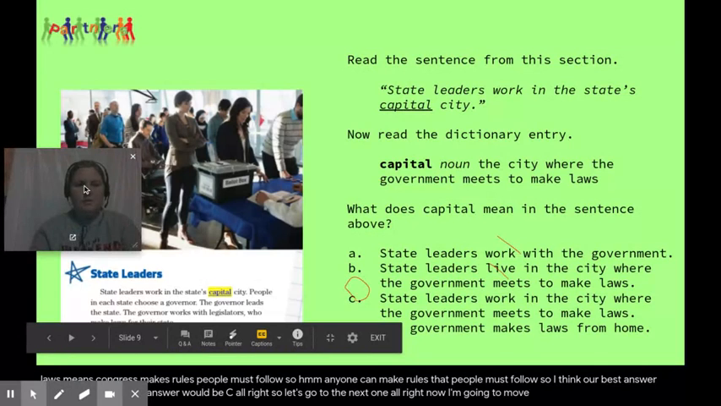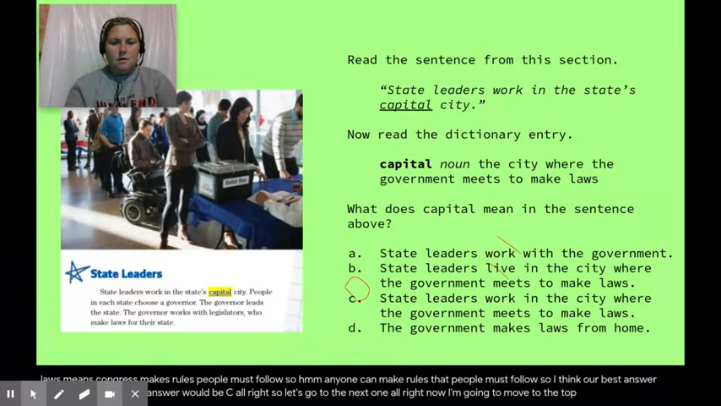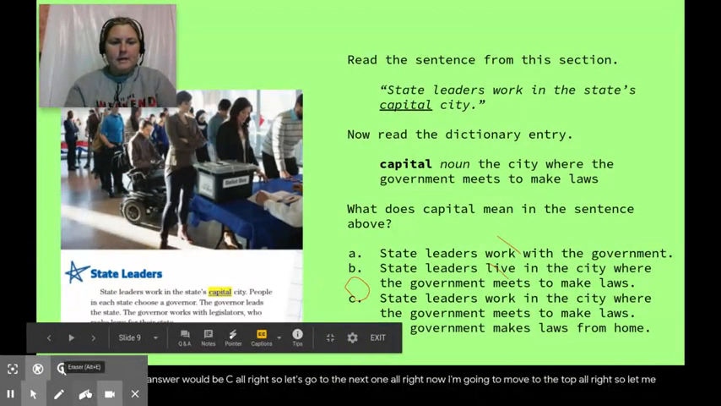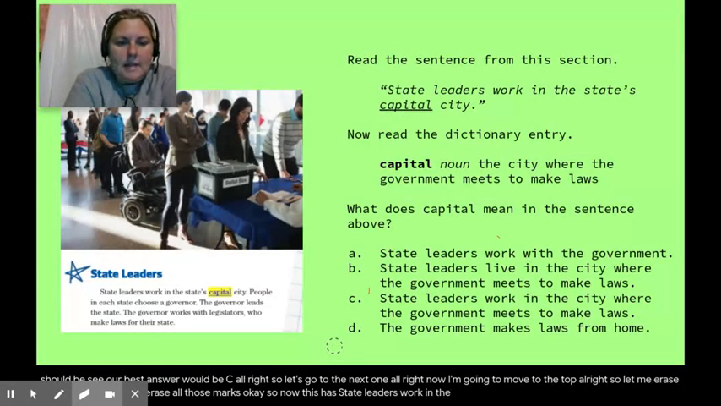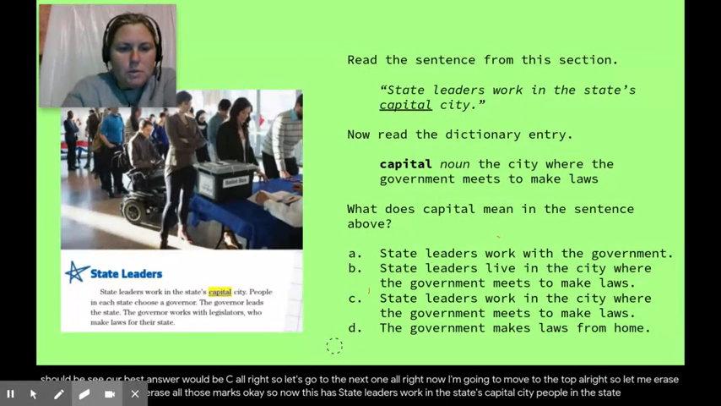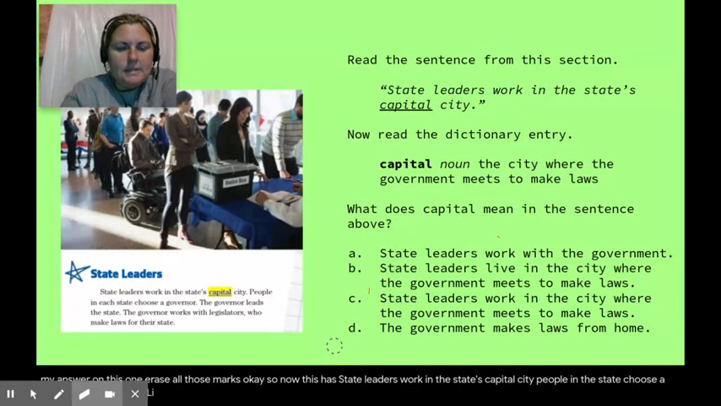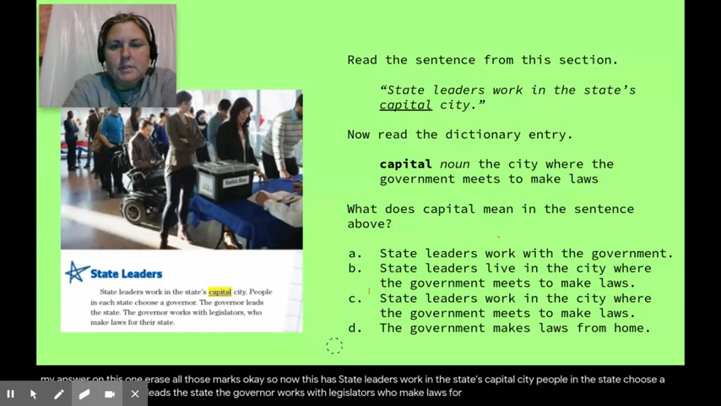All right, now I'm going to move to the top. Let me erase my answer on this one. I'll erase all those marks. Okay, so now this says state leaders work in the state's capital city. People in the state choose a governor. The governor leads the state. The governor works with legislators who make laws for their state.